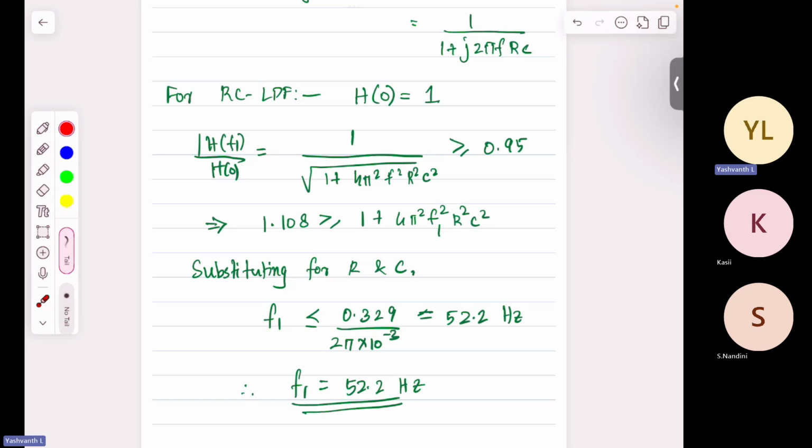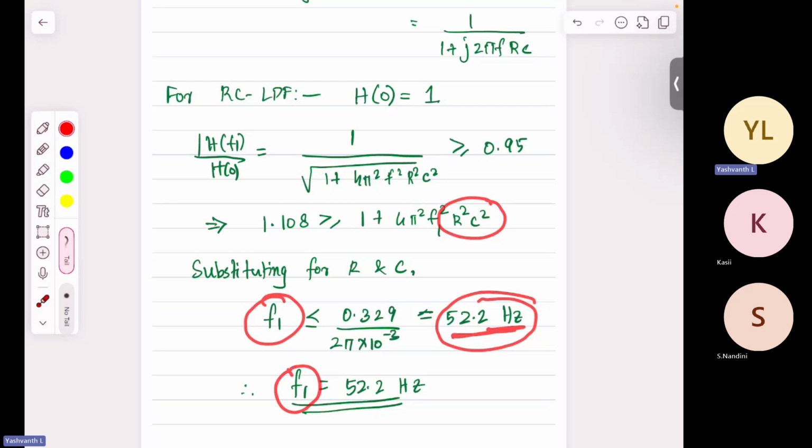Is the solution clear? All I'm saying is you just substitute for R and C. You can show f1 is less than or equal to 52.2 hertz. Therefore, the highest value of f1 so that H of f1 by H of 0 is at least 0.95 is 52.2 hertz. Is it clear?